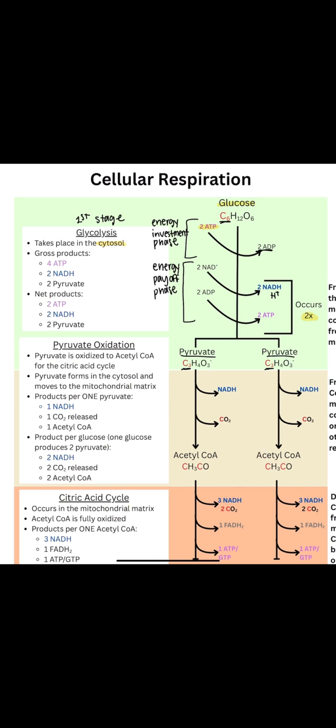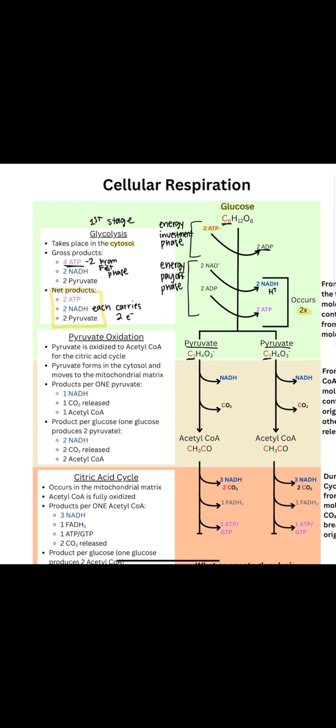This is because our energy payoff phase happens 2 times. So for glycolysis, we have an ATP total of 4 made, but we used 2 in that first energy investment phase. So we only netted 2 ATP. We also created 2 NADH and our final molecule product, which are 2 pyruvate. Each NADH can carry 2 electrons.